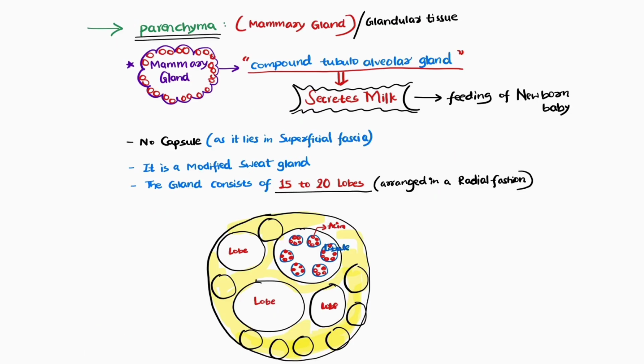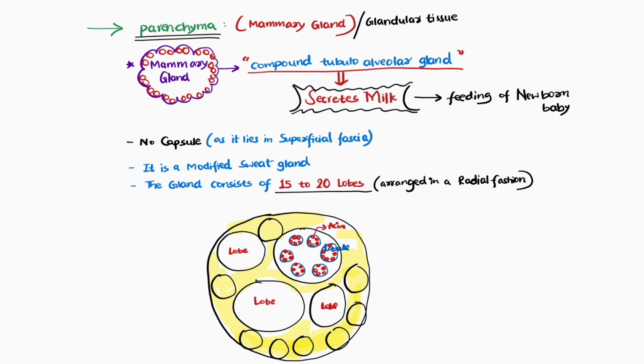Next comes the parenchyma. This is the mammary gland. This is solely the mammary gland. It is a gland, right? So glandular tissue is present which secretes the milk. The most important point to mention is that the mammary gland is a compound tubulo-alveolar gland which secretes the milk.